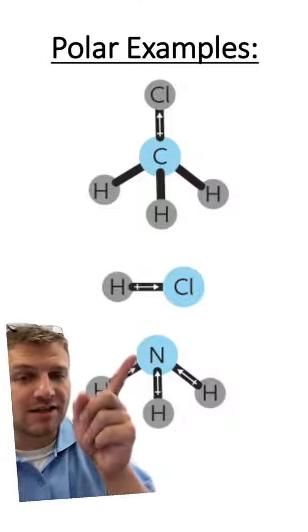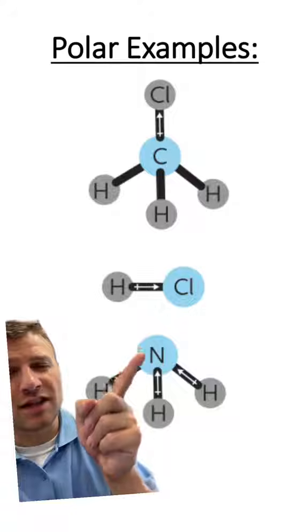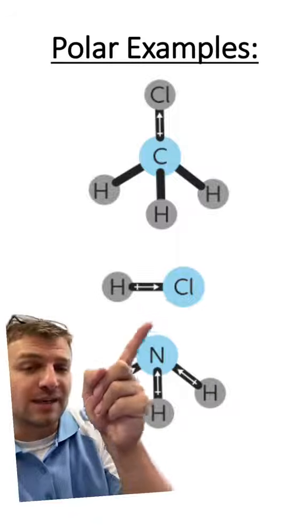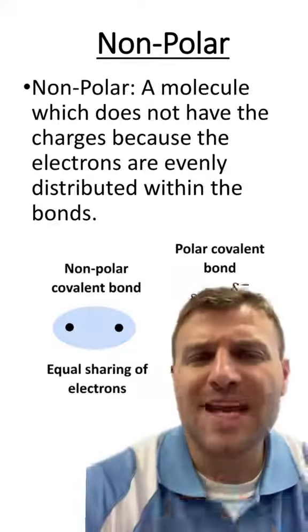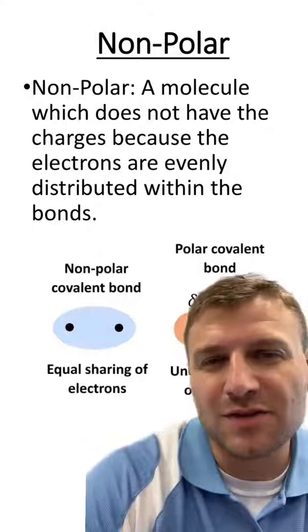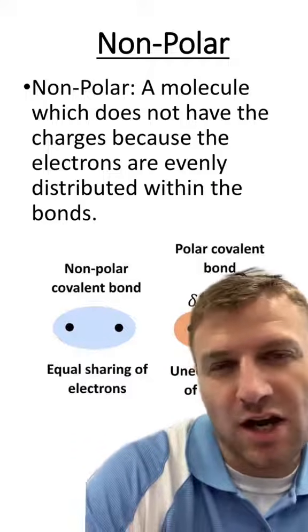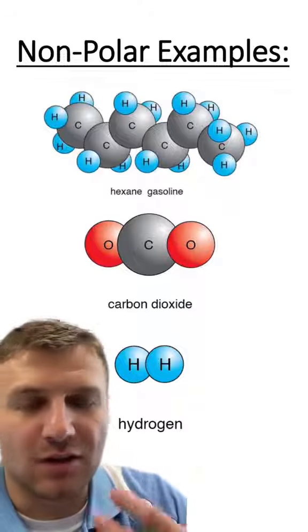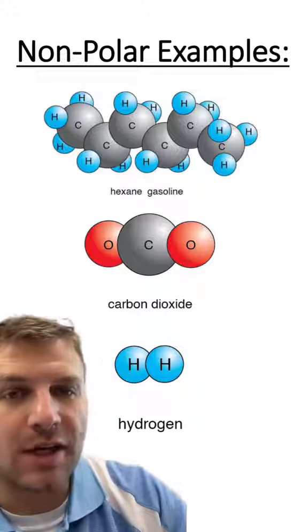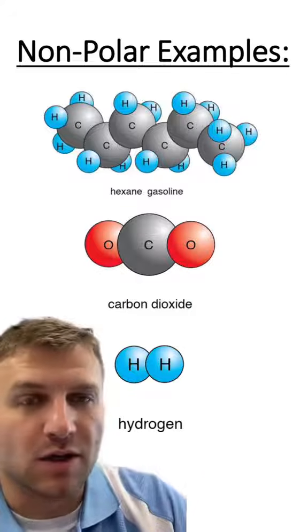Same with ammonia. You can see the nitrogen is going to pull on those electrons a little bit more, and there's going to be a negative charge here and positive charges around the hydrogens. Now, nonpolar molecules are going to be molecules that have generally an equal sharing of electrons. It's kind of tough to figure out whether a bond is polar or nonpolar just by looking at it, but here are some examples of nonpolar molecules.